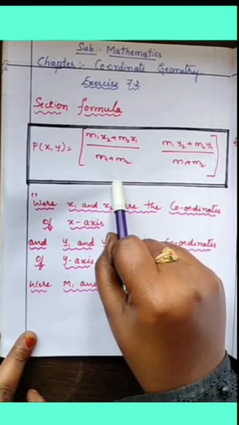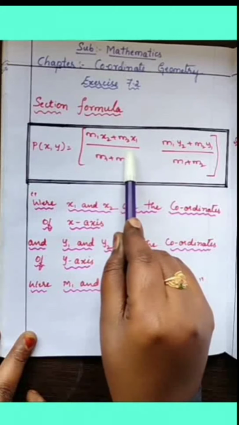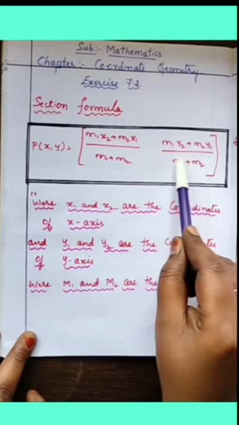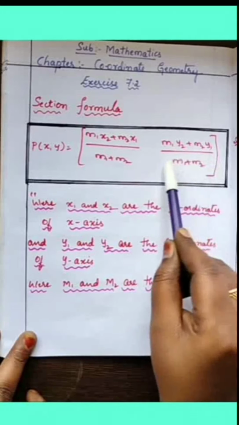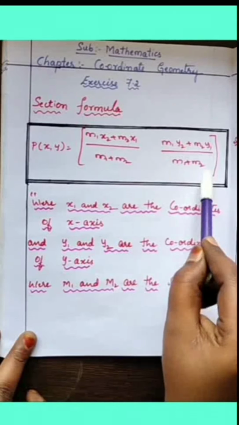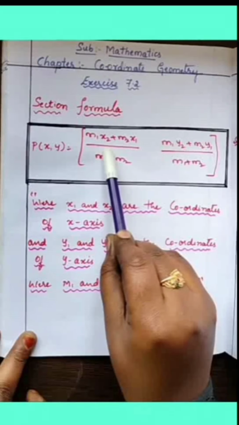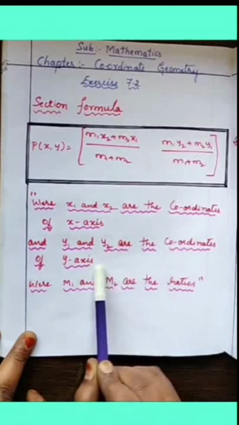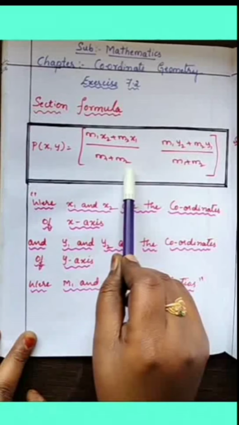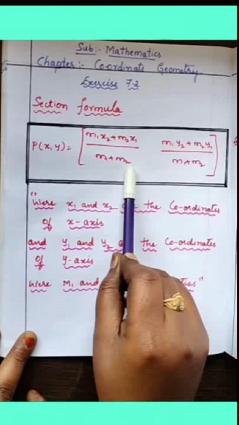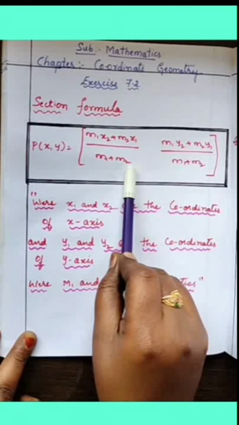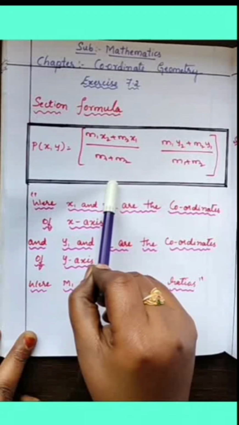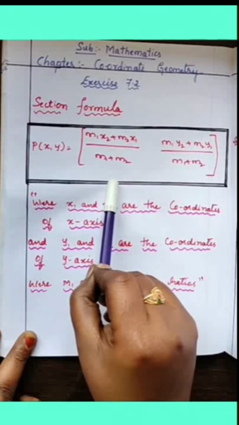P(x, y) equals (m1 x2 plus m2 x1) divided by (m1 plus m2), and (m1 y2 plus m2 y1) divided by (m1 plus m2). Here x1 and x2 are the coordinates on the x-axis and y1 and y2 are the coordinates on the y-axis, where m1 and m2 are the ratios in which the line will divide the coordinates. Dear students, this is the section formula. By using this formula, we have to solve exercise 7.2.